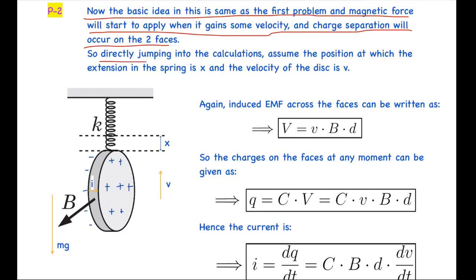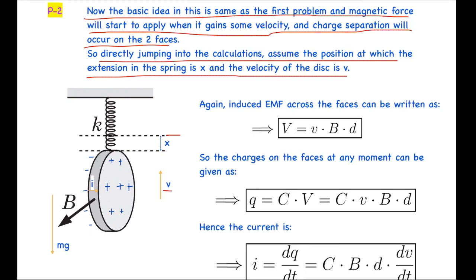So, directly jumping into the calculation, assume the position at which the extension in the spring is x and the velocity of the disk is v. Here I assume that x is the extension of the spring. At this moment I have assumed the velocity to be v upwards.